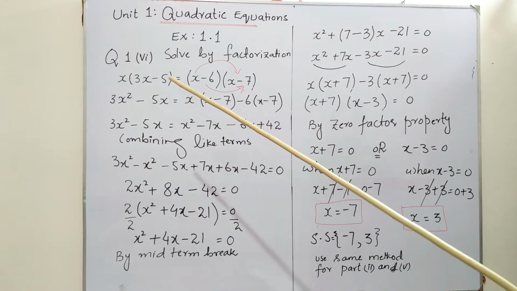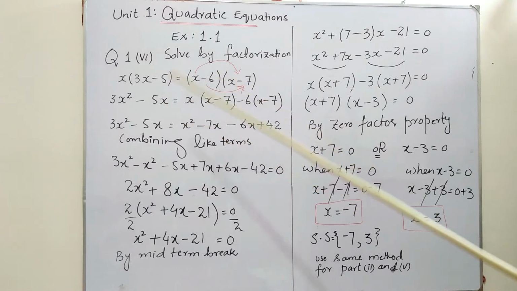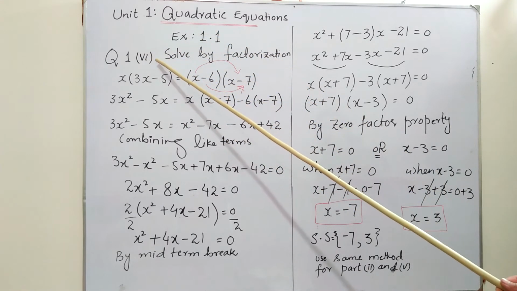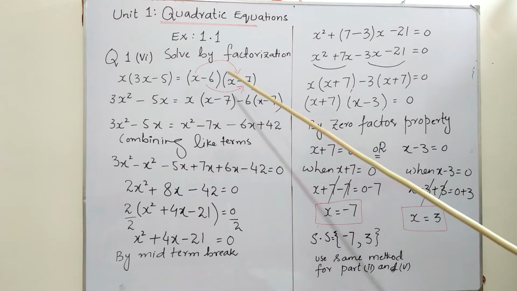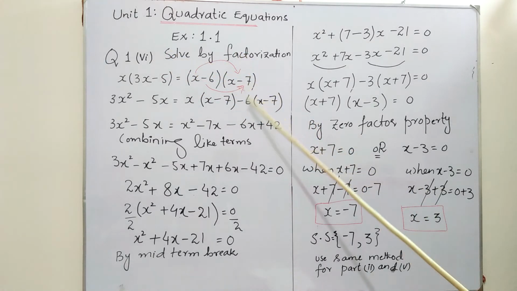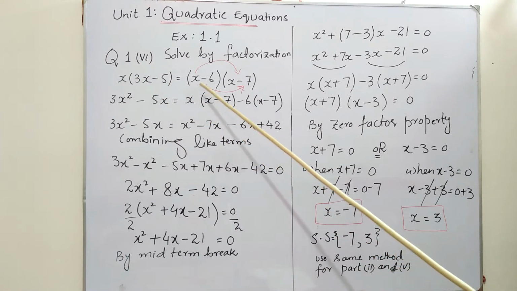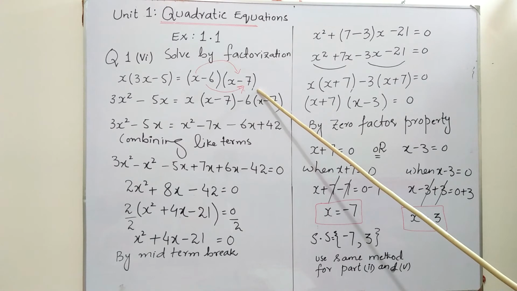Bismillahirrahmanirrahim. This is the second lecture for remaining parts of question number 1 of exercise 1.1. I'll solve part 6 for you. We will use the same method, that is factorization method. The question is x into 3x minus 5 is equal to x minus 6 into x minus 7.